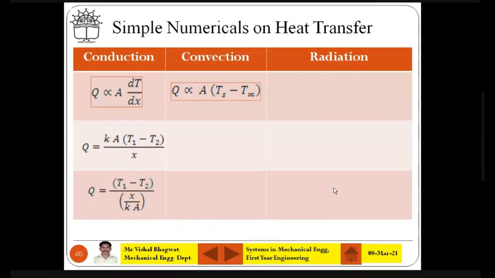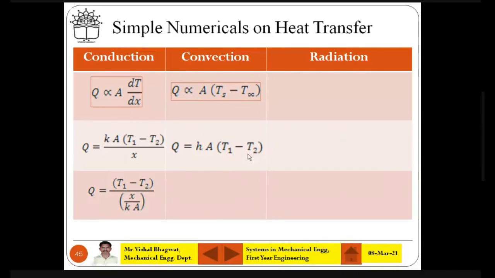So Q is directly proportional to A into Ts minus T infinity. Ts stands for the surface temperature of any body, and T infinity stands for the temperature of the fluid. The fluid may be gases in contact with the body, or some liquid in contact with the body. So that is T infinity. When you get this, you get a constant of proportionality, H. So heat flow or heat transfer rate in convection is equal to H into A times the temperature difference.